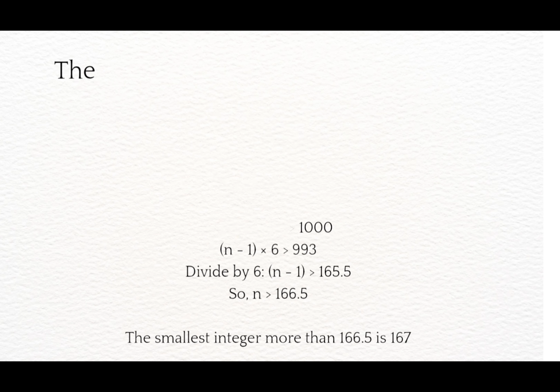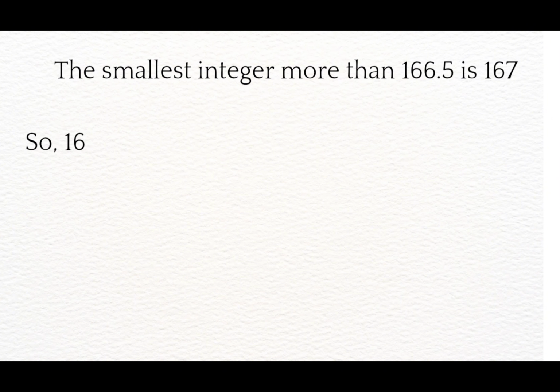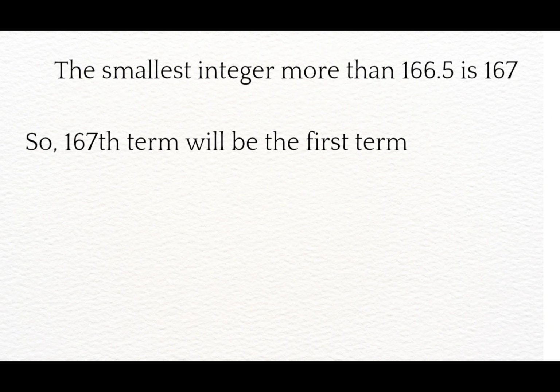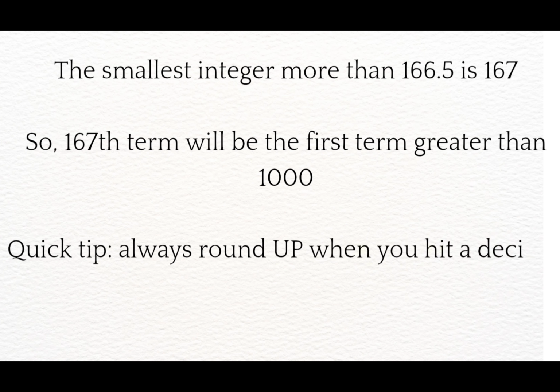But remember, n represents the position in our sequence, and positions are whole numbers. The smallest integer more than 165.5 is 167. We round up because we want the first term that crosses the 1000 mark. So the 167th term will be the first term greater than 1000. We found it. The 167th term is our winner.